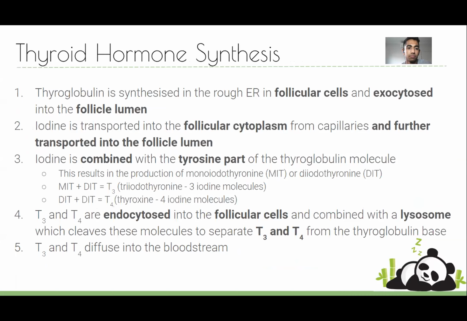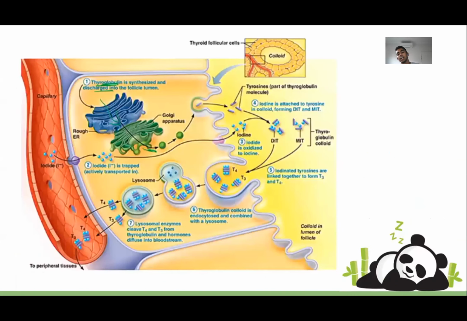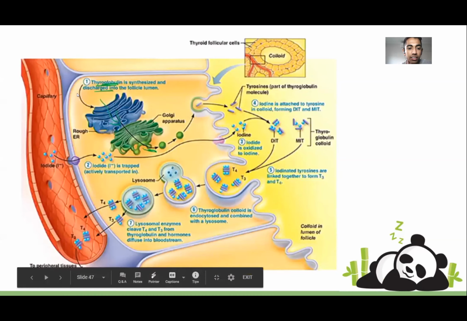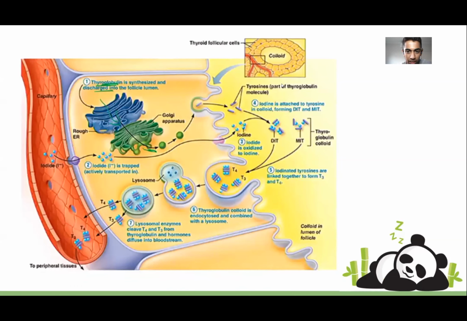Okay, so thyroid hormone synthesis. We'll look at the picture first, and then we'll walk through it in words. The first step is your thyroglobulin, which is your precursor. It's going to be synthesized in your rough ER, so this is all in your follicular cell, and it's going to move from your follicular cell into the follicular space.